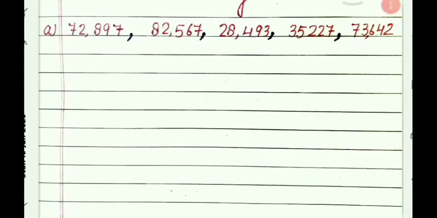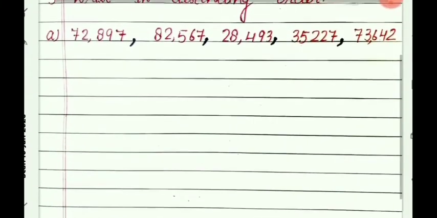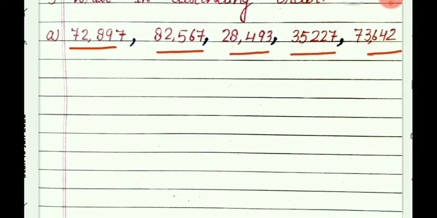See here, this is the given question 5A. Firstly we will write above them numbers showing which one is the biggest. You can see here all numbers have up to the 10,000 place, all numbers having 5 digits. So now check the place of the 10,000 digit. What is given here is 72,000, 82,000, 28,000, here 35,000, and here is 73,000. Which one is the biggest number?